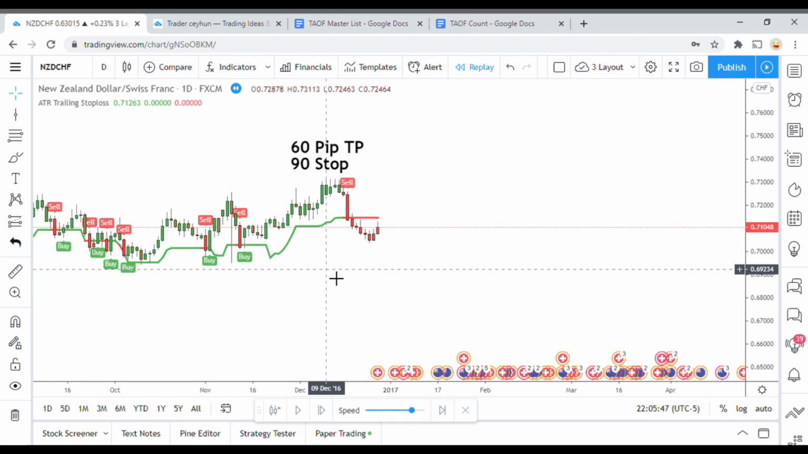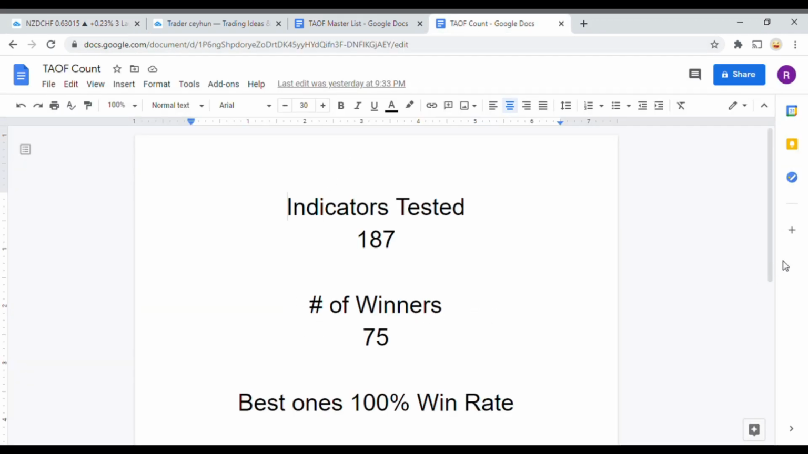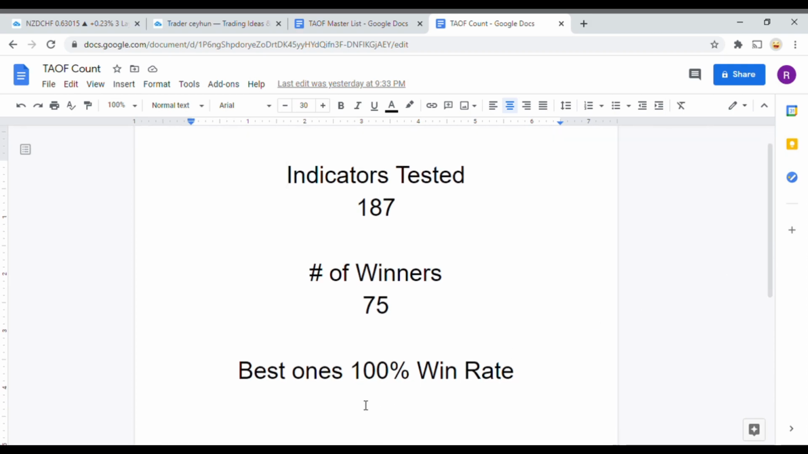All right, as I said, today we will be testing the ATR trailing stop loss indicator. But before we do, I wanted to put the indicator scoreboard up for everyone to see.